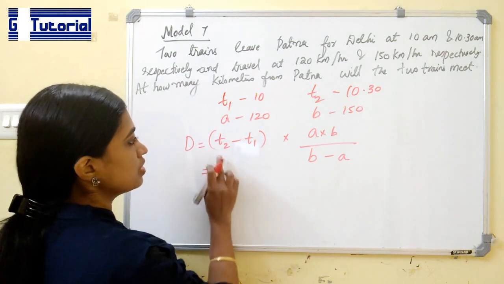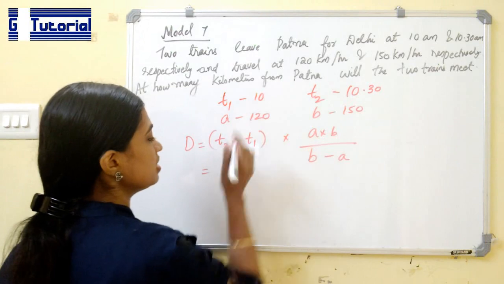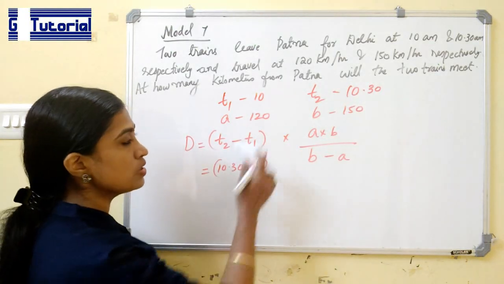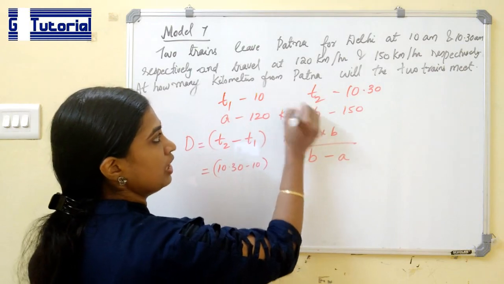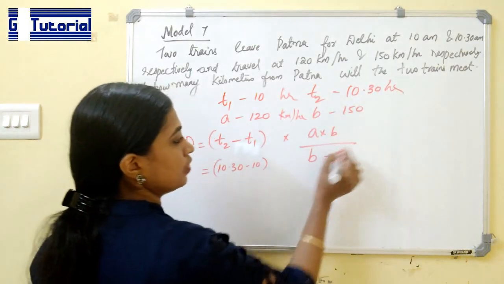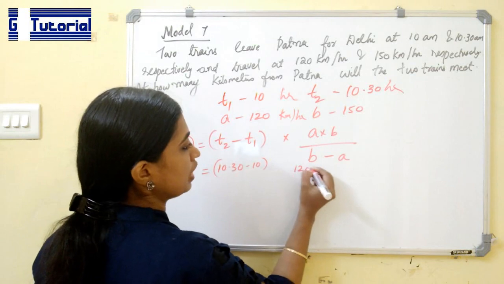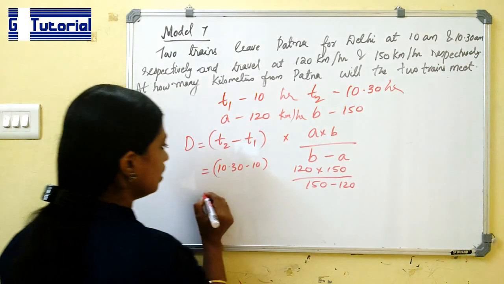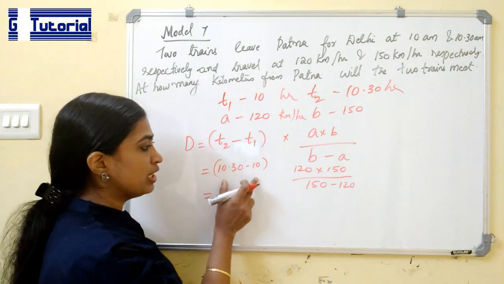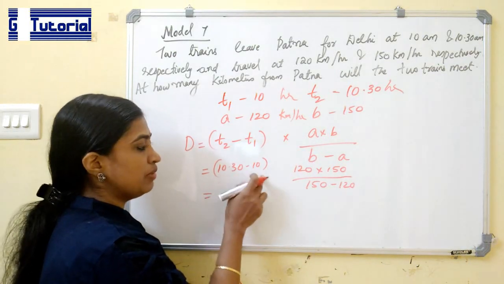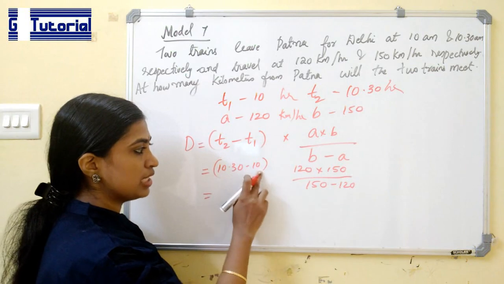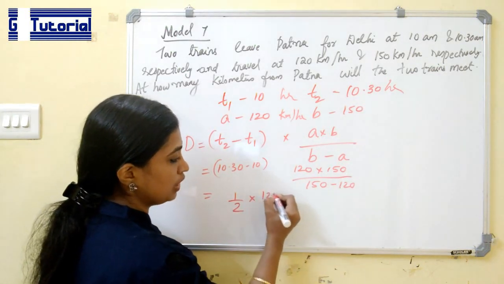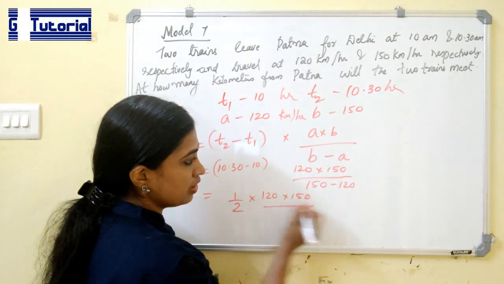Okay, now we can do this. T2 minus T1 is 10:30 minus 10. You have to express it in terms of hours because the speed is in kilometer per hour. And the product of speeds is 120 into 150 and the difference is 150 minus 120. 10:30 minus 10 is 30 minutes. You have to convert it in terms of hours. 30 minutes is half an hour. So half into 120 into 150 divided by 30.